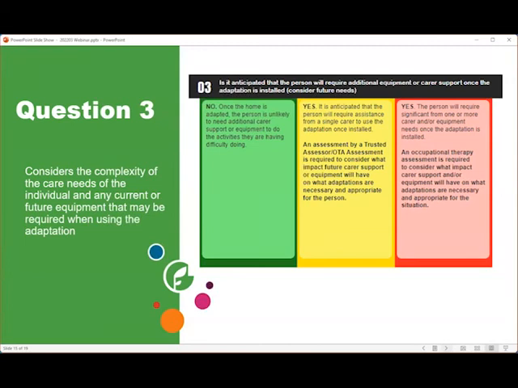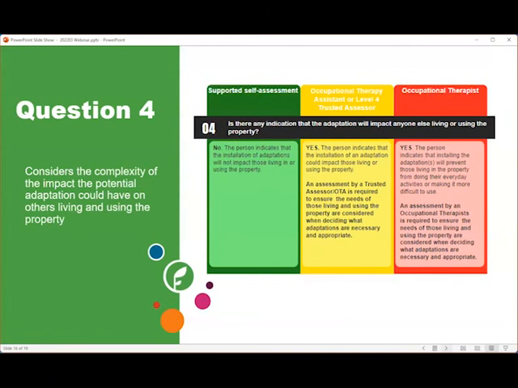And then question 4, the final question, is: are there any indications that the adaptations will impact on anyone else living or using the property? Again, what we're thinking about is the complexity and the impact any potential adaptations might have on others living and using the property. If you have got a multi-generational family, it just increases that complexity of understanding what might be necessary and appropriate, and making sure that what you do for one person in the home doesn't have a negative impact on somebody else living in the home.